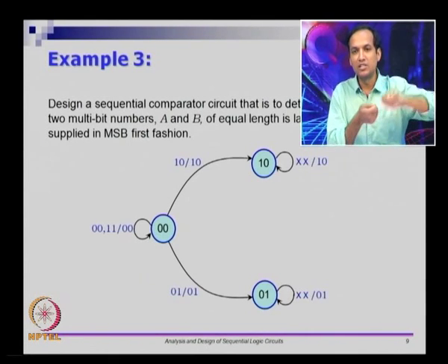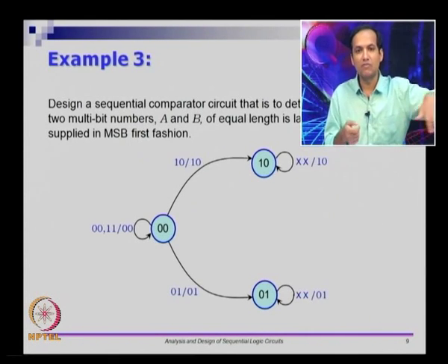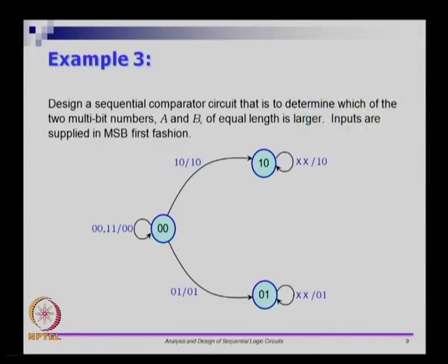If the leftmost digit is the same, you cannot resolve whether A is greater than B yet. You will go to the next digit, you will again compare those two. If they are still the same, you will go to the next digit and so on, right? So the same thing, if I give you two n-bit numbers and ask you to compare, you can actually do a state machine for that. Let us see how that works.